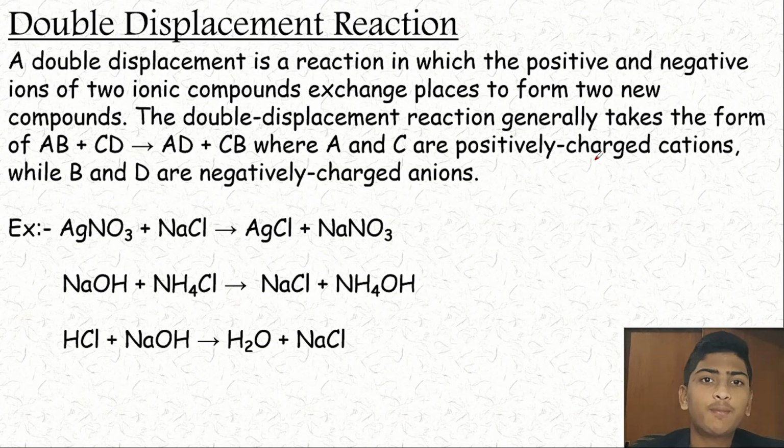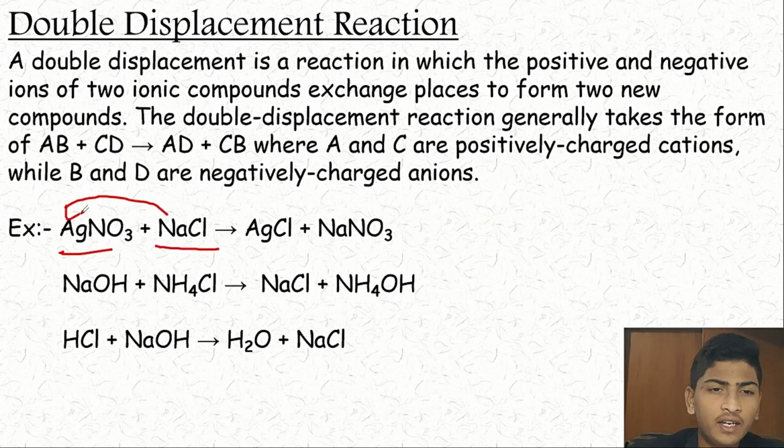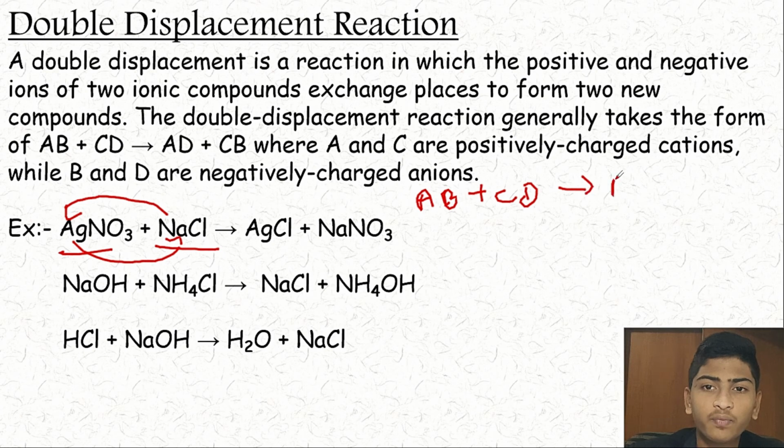Next, the double displacement reaction. A double displacement reaction is one in which the positive and negative ions of two ionic compounds exchange their places to form new compounds. It means there will be two compounds and they will interchange their places. That's it. It is the easiest reaction to identify of all reactions. Here AB plus CD gives rise to AD plus CB. That's it.